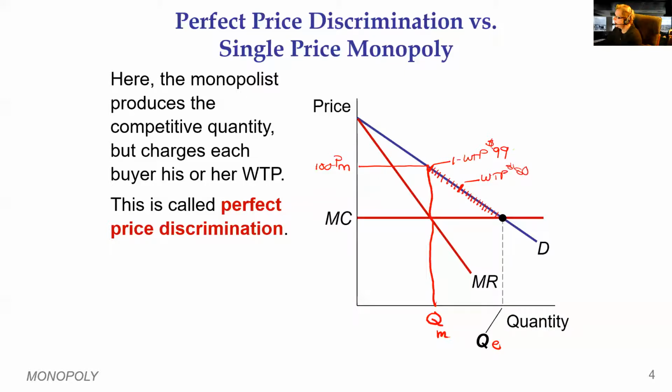They're not willing to pay the $99, but they are willing to pay $80. So the monopolist says, sure, I'll expand the quantity, but I'm going to charge you according to your willingness to pay. Now, certainly, consumers aren't stupid enough. Not that we're stupid, but consumers aren't willing to tell somebody how much they're willing to pay.